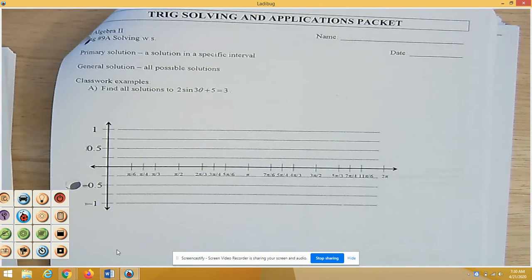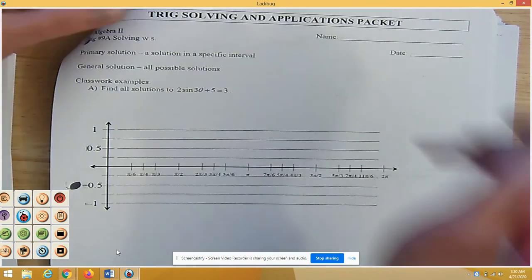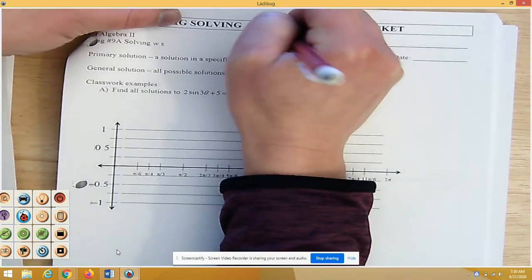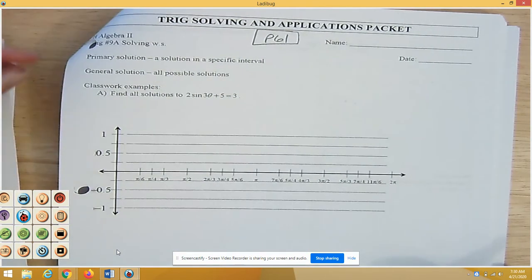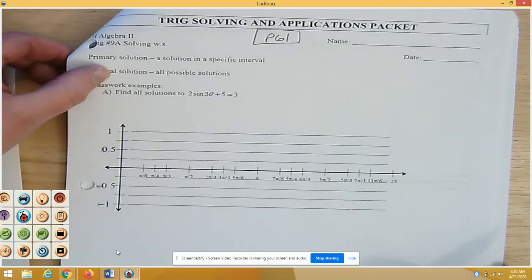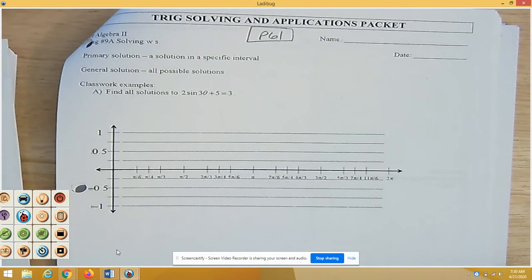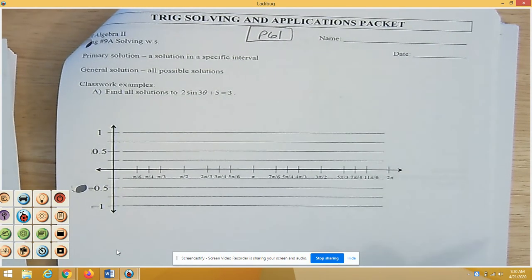So if you have your packet, this is page 61. Otherwise, it's going to be the Trig 9A solving worksheet. And I'm going to go over the first two examples on page 61 and then go on to page 62.